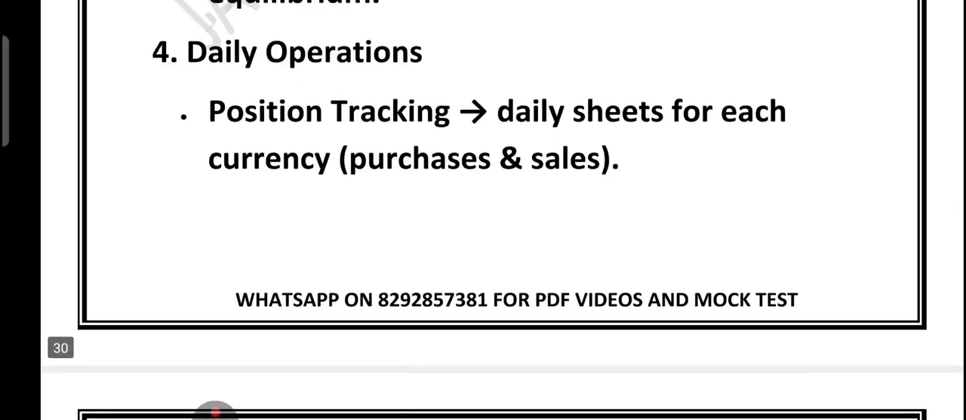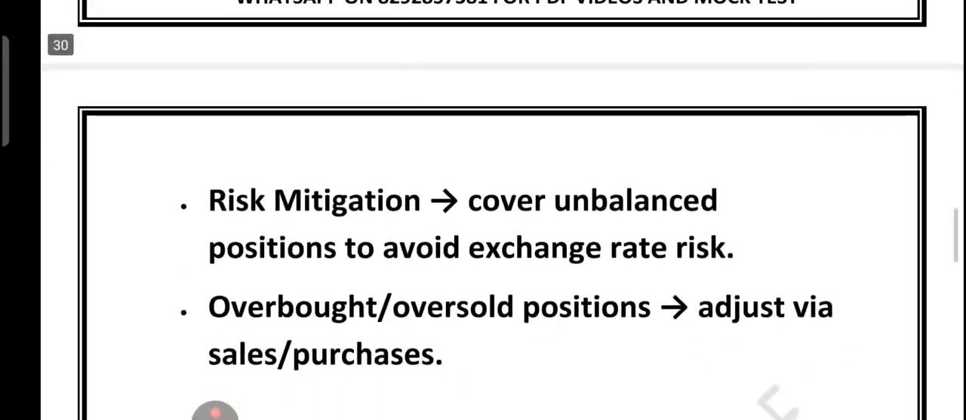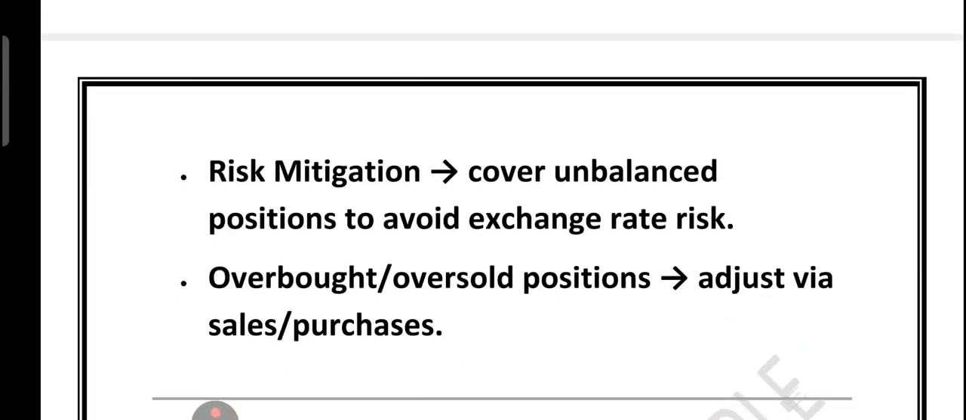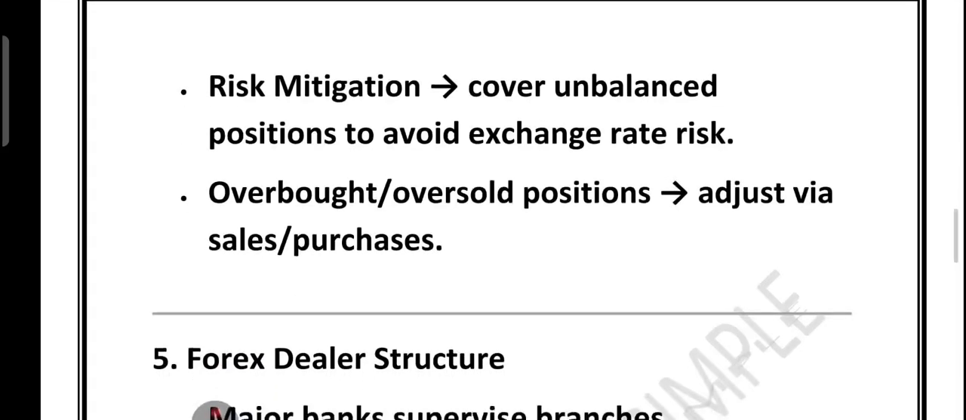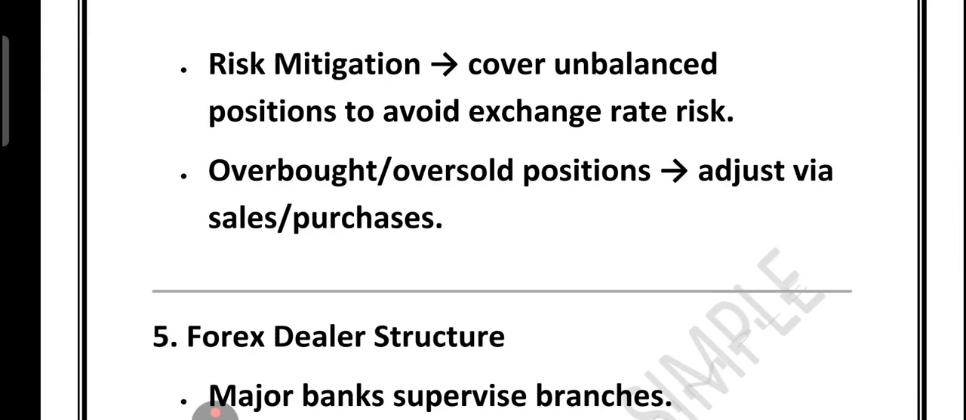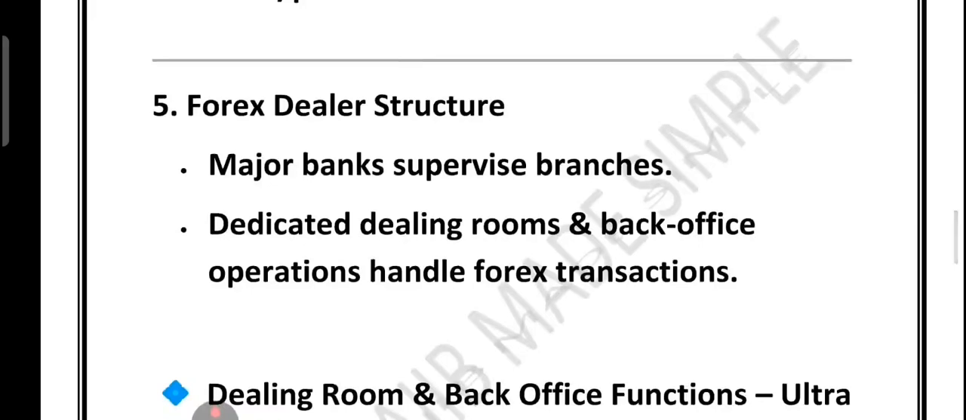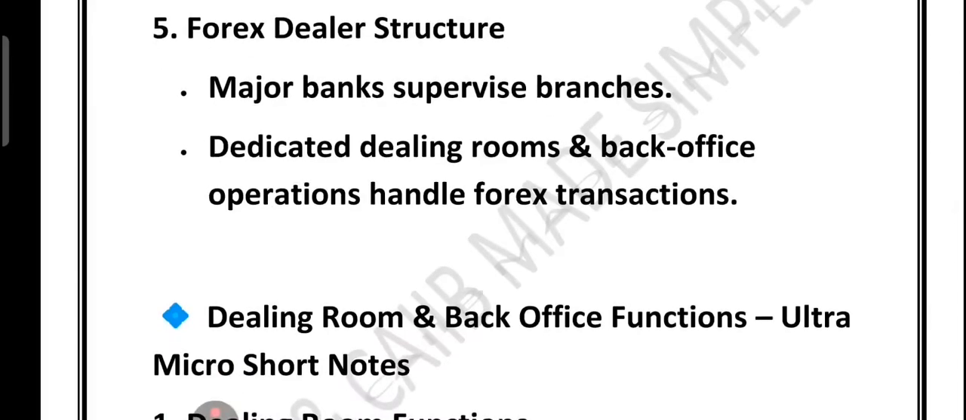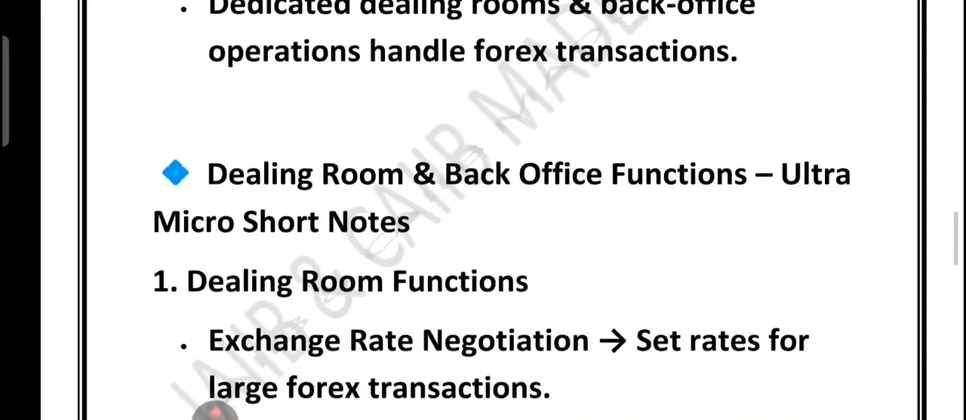If you look at the daily operation, this is called position tracking. So bank maintain daily sheet for each currency, tracking purchase, tracking sale. And unbalanced position are covered to avoid the exchange rate loss. Overbought or oversold position, they are adjusted through currency sale or currency purchase. If you look at the forex dealer structure, major banks supervise branches dealing with forex, right? And dedicated dealing room and back office team handle day-to-day forex operation. So to summarize, we can say that bank face multiple forex risk, but with proper tracking, risk management, RBI support, they ensure a smooth international transaction.